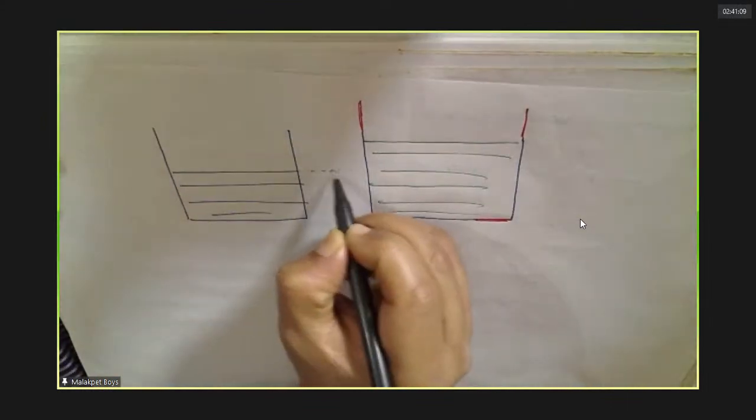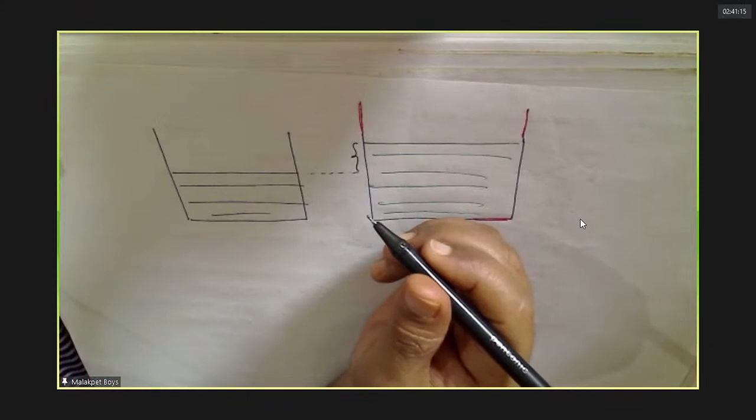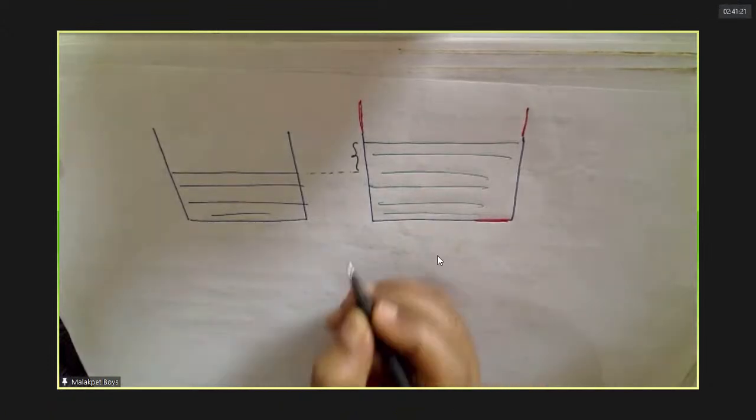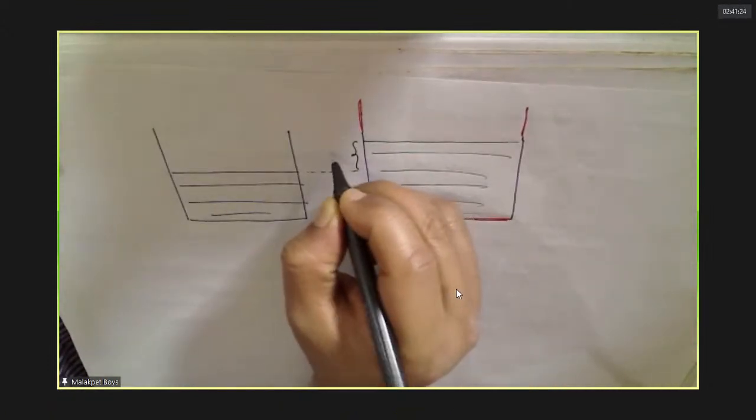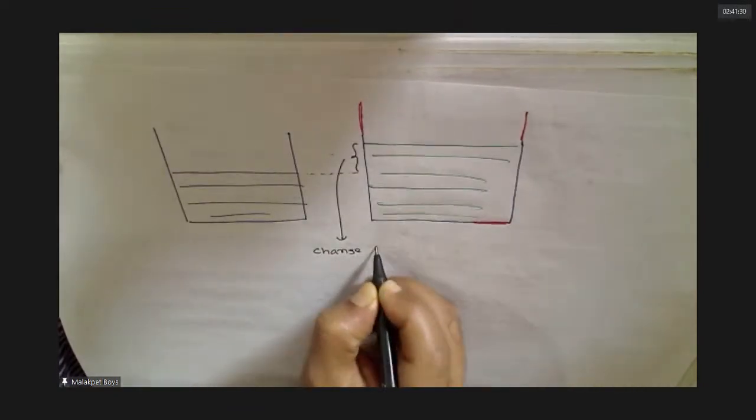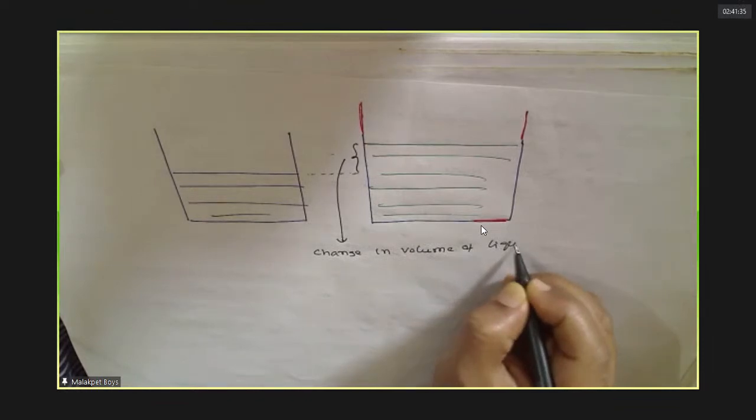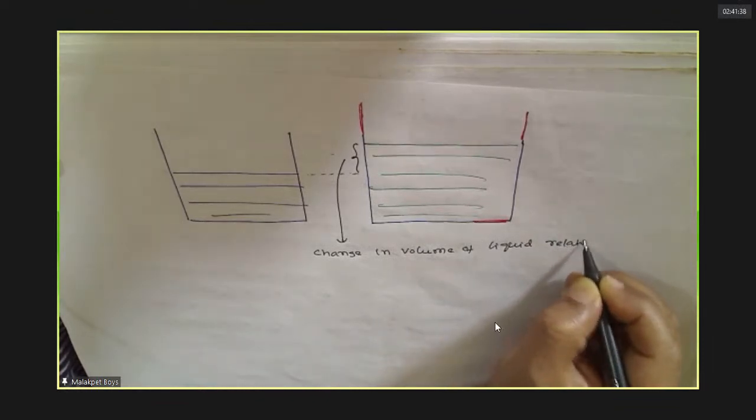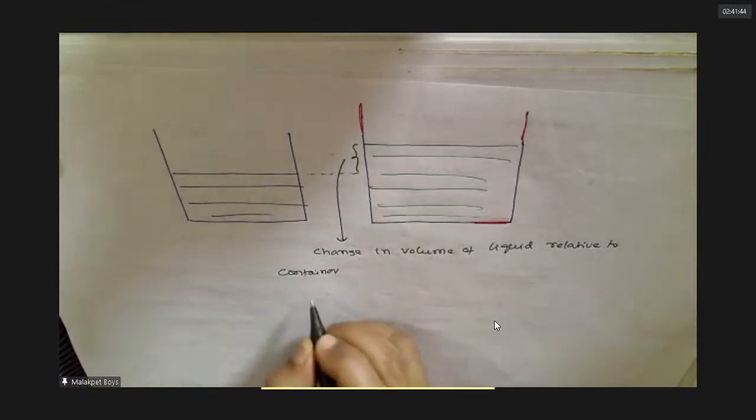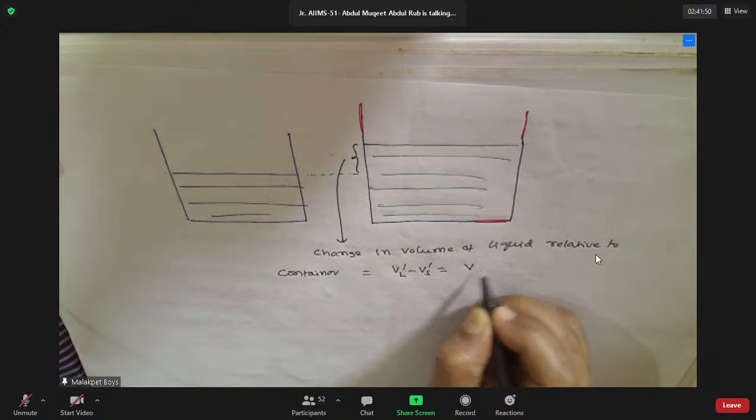It is not absolute expansion. What you see is the expansion of liquid with respect to the vessel. Okay. What is this? Expansion of liquid with respect to the vessel. Change in volume of liquid relative to the container. Do you agree with this? Agreed, sir. Relative means with respect to, no? Yes, sir.